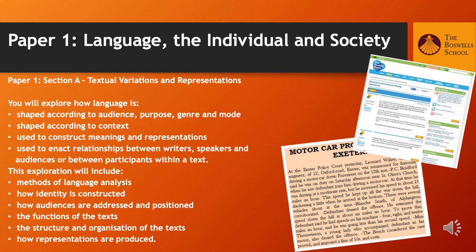For Paper 1 Section A, Textual Variations and Representations, students will study a range of texts about various subjects, from various writers and speakers, for various audiences, purposes, and from a variety of genres and modes. Students will explore how language is shaped according to its audience, purpose, genre and mode, shaped according to its context, how it's used to construct meanings and representations, and used to enact relationships between writers, speakers and audiences, or between participants within a text. This exploration will include methods of language analysis, about how identity is constructed, about how audiences are addressed and positioned, and the functions of the text and the structure and organisation of these texts, and most importantly then, how the representations from the text producer are produced.